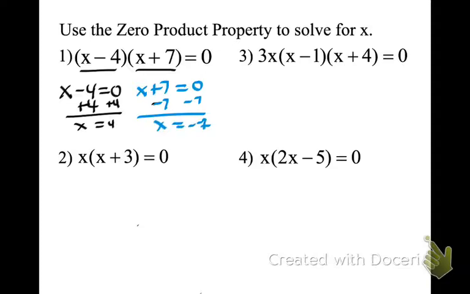Okay? So my solutions go in a solution set, and that would be x equals 4 or negative 7. Usually I put them in order from least to greatest, but you don't have to. Yes, David?